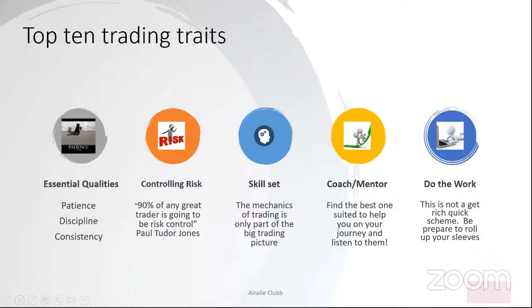So, essential qualities: have patience, be disciplined and consistent. You've heard me talk about being like McDonald's or the Big Mac, but be consistent. Try and get yourself into a trading situation where you know how you're going to work, where you're going to trade, how you're going to trade, and you do it the same way every time. And be disciplined and patient.